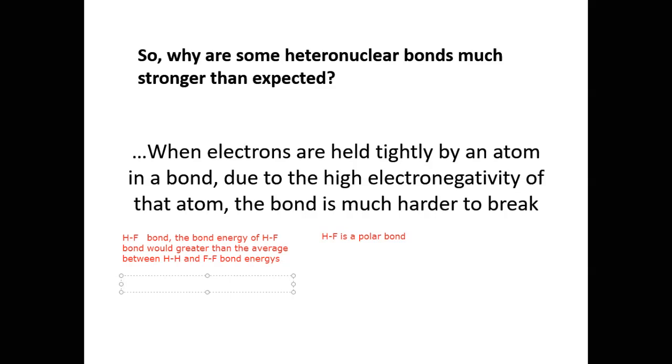And so that's why some heteronuclear bonds are much stronger than expected: there is a higher electronegativity difference between the atoms, so electrons are pulled to one side of the bond more than the other, and it becomes much harder to break. For example, the bond energy of the HF bond would be greater than the average, actually a lot greater than the average between HH and FF bond energies. And I know I spelled energies wrong. Let me correct it.